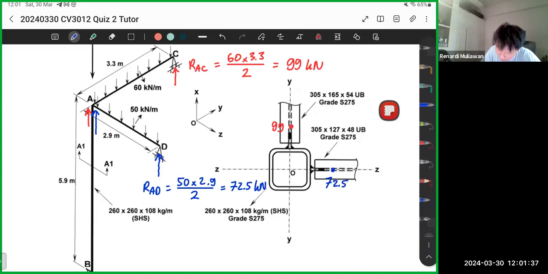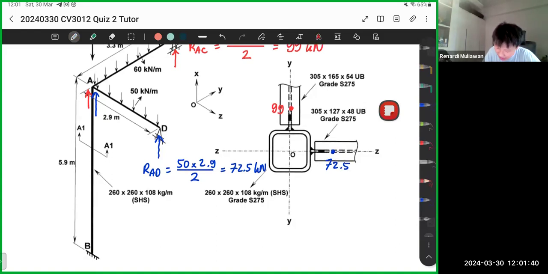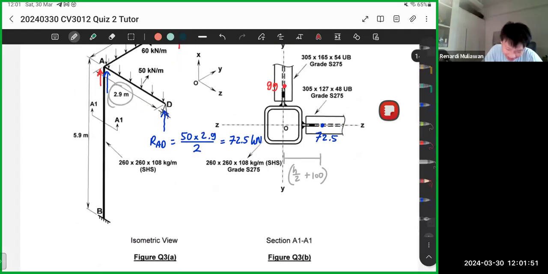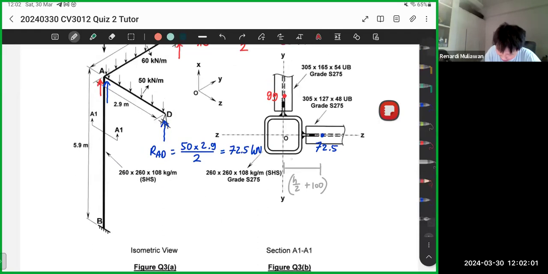Just one thing to take note. The eccentricity, for example, we do this: the eccentricity is h over 2 plus 100. Common mistake, it's quite funny, but some people use this as the h. This one is not h. The h over 2 is this value. It's based on your column. So here, h is 260.